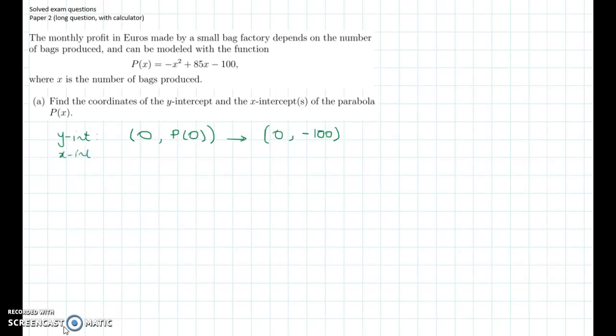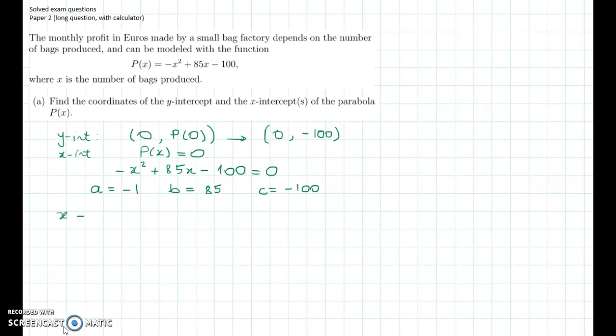For the x-intercepts, we are looking for the values of x that make the value of y to be 0. So we want to solve when p of x is equal to 0. So we are trying to solve minus x squared plus 85x minus 100 is equal to 0. We need to apply the quadratic formula. The value of the coefficient of x squared is minus 1. The value of the coefficient of x is 85. And the independent term is minus 100.